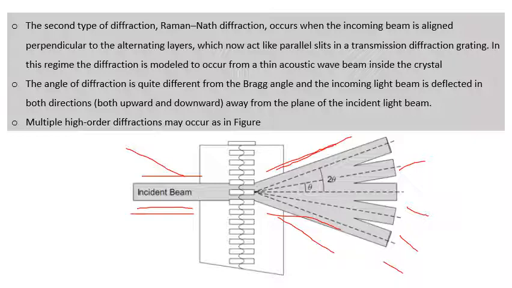What I explained previously was Bragg diffraction. So what it's saying here is that Raman-Nath diffraction occurs when the incoming beam is aligned perpendicular to the alternating layers. It's perpendicular. These are the layers, and the beam is like this, exactly perpendicular, 90 degrees.